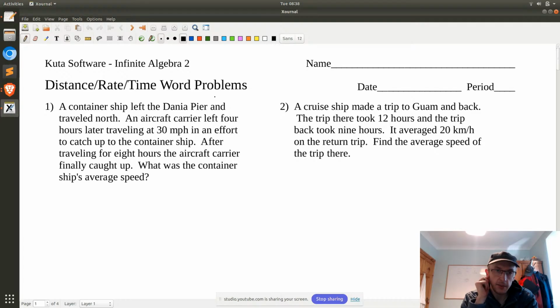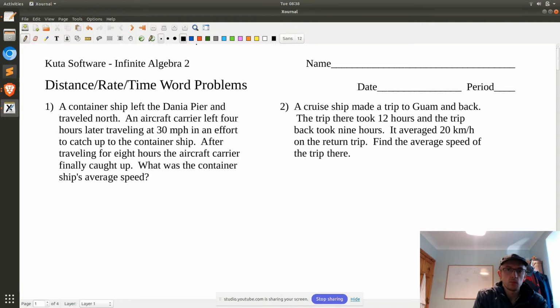So, a container ship left the Dania Pier and traveled north. An aircraft carrier left 4 hours later, traveling at 30 miles per hour in an effort to catch up to the container ship. After traveling for 8 hours, the aircraft carrier finally caught up. What was the container ship's average speed?